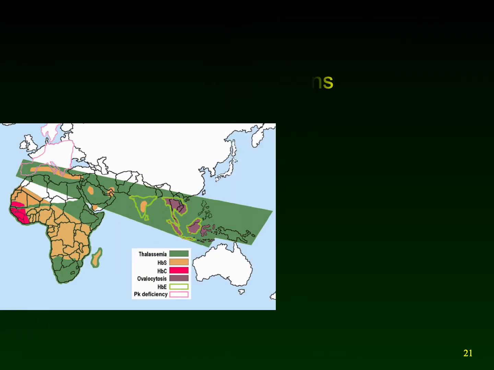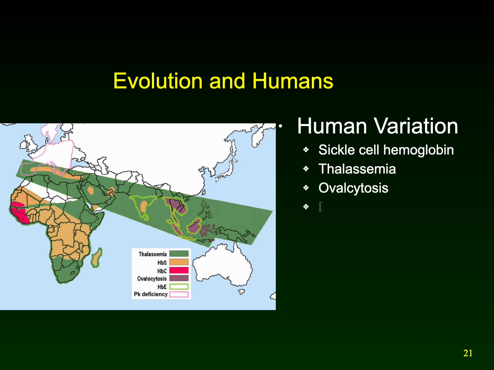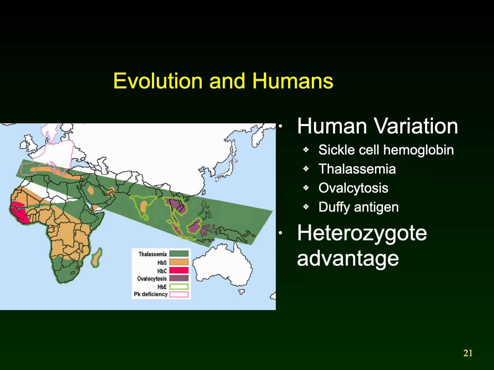So we see lots of evidence in humans of variations that show that there's been evolution in the past, and malaria is a big example of that. There's all sorts of conditions that are genetically negative but produce a heterozygote advantage and have high fitness because they provide resistance to malaria.